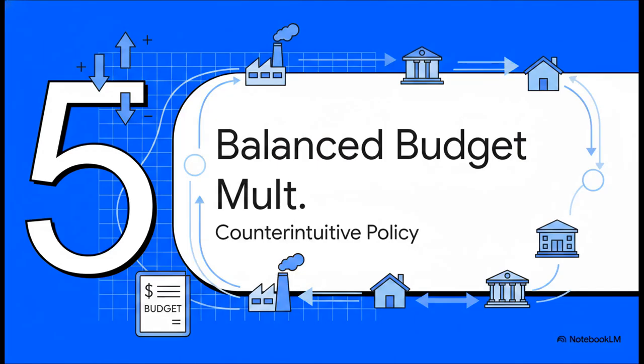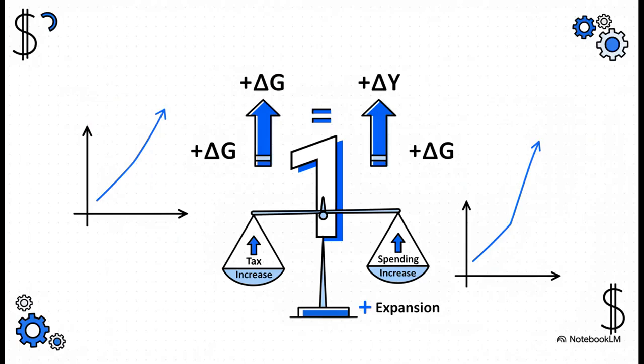And finally, Section 5, the balanced budget multiplier, the counterintuitive policy. This brings us to a really fascinating thought experiment, and it's one that honestly often surprises people. What happens if the government increases its spending to stimulate the economy, but decides it absolutely doesn't want to run a deficit? What if it raises taxes by the exact same amount to pay for it, so the budget remains perfectly balanced? The somewhat counterintuitive mathematical answer is exactly 1. The equilibrium output rises by exactly the initial increase in government spending, and no more.